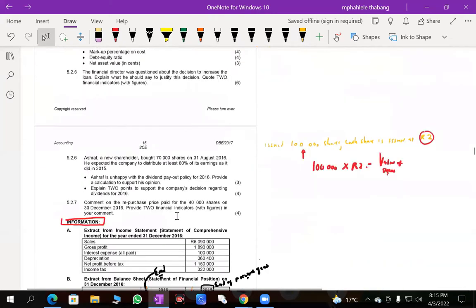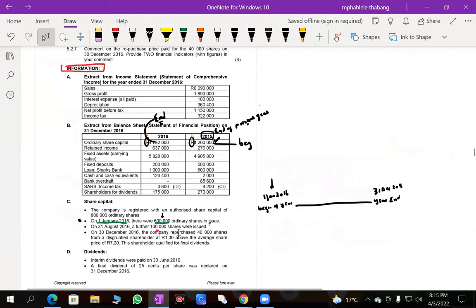Did they give us the share buyback price in this case? Let's look. Okay, 40,000 shares from a distinguished shareholder at 130 above the average share price. They tell us the average share price. I want you to see this. The average share price is 7.20 rand.